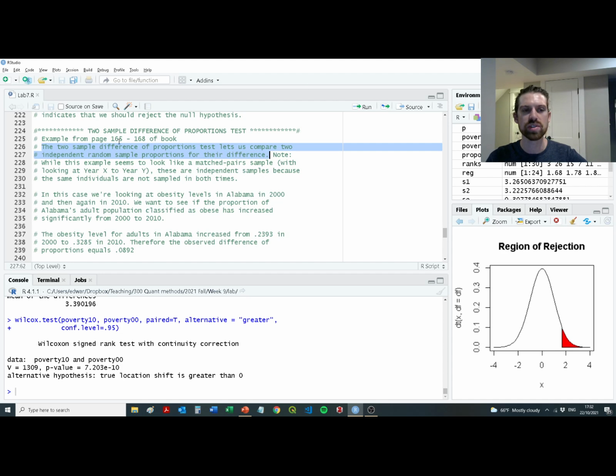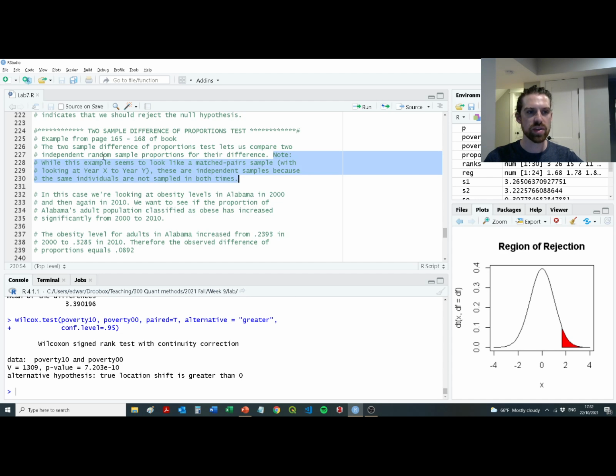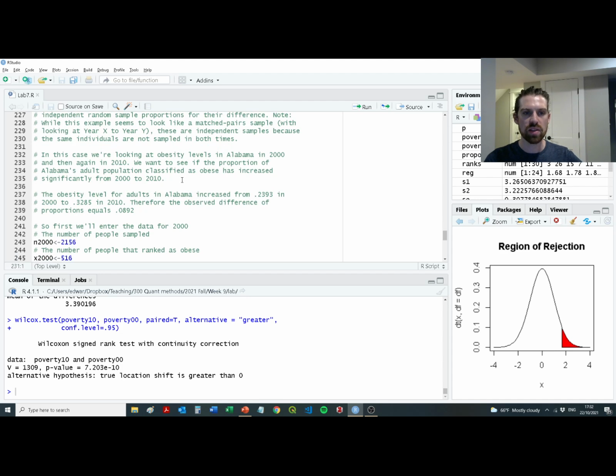And you can look at pages 165 and 168 in the book, McGrew et al., to see how this is carried out in more detail. Note that while this example looks like a matched pairs sample, with the years X and Y, these are independent samples because the same individuals are not sampled at both times. So we're looking at the obesity levels within Alabama in 2000 and also 2010.